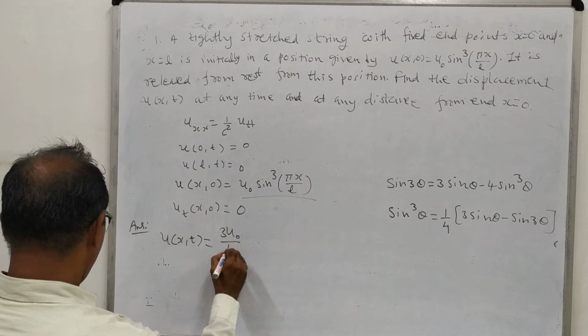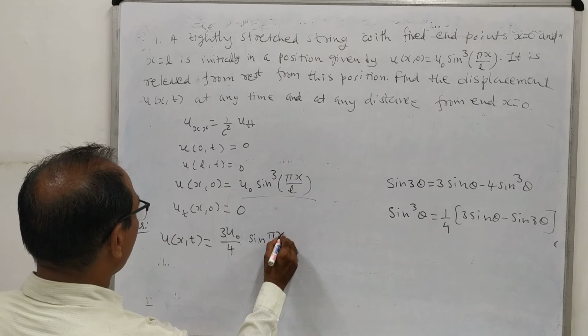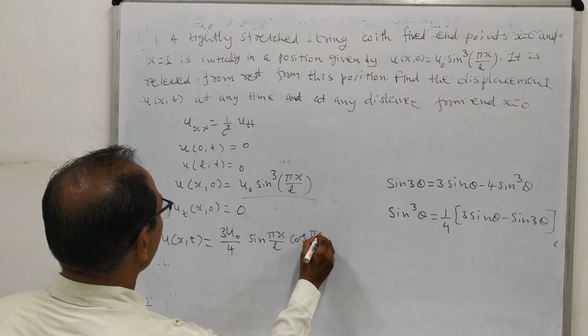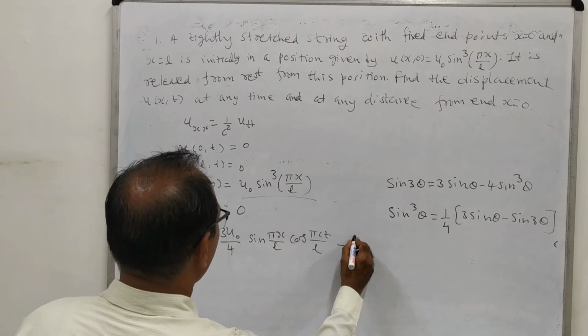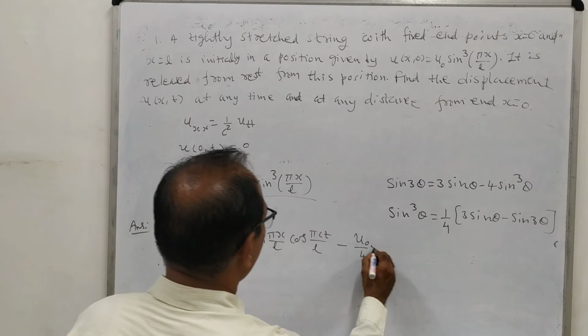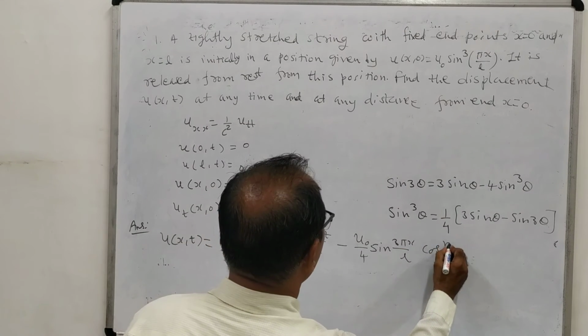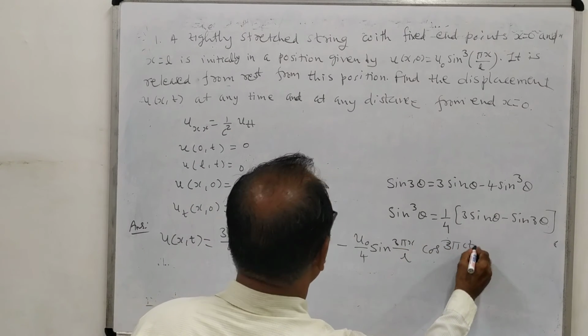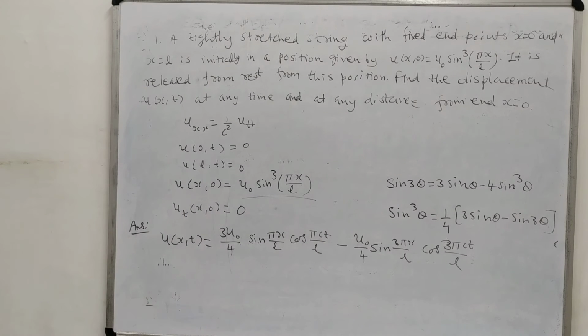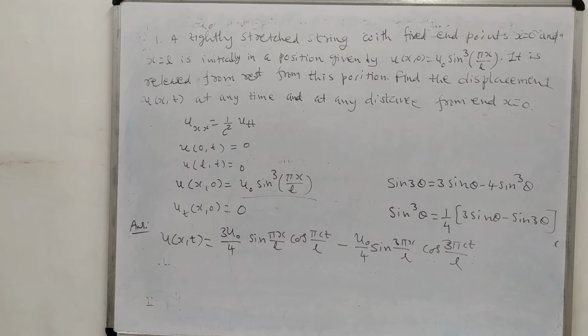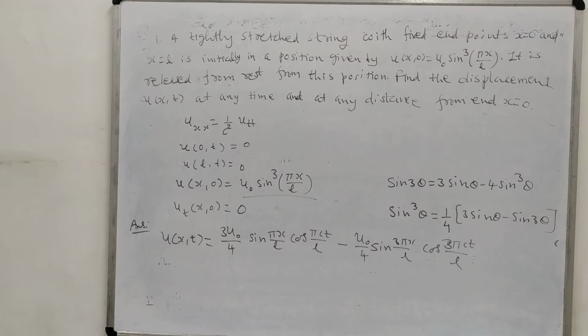So here is the solution, the answer I am giving to you: u(x, t) equal to 3u0 by 4 sin(pi x upon L) into cos(pi ct upon L) minus u0 by 4 sin(3 pi x upon L) into cos(3 pi ct upon L). So this is the answer for this example. That means you will be able to determine the values of A1 and A3, and then A2, A4, A5, A6, all the other constants will be 0. Have you understood this one?